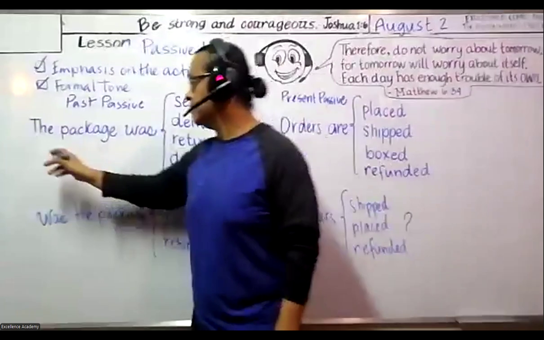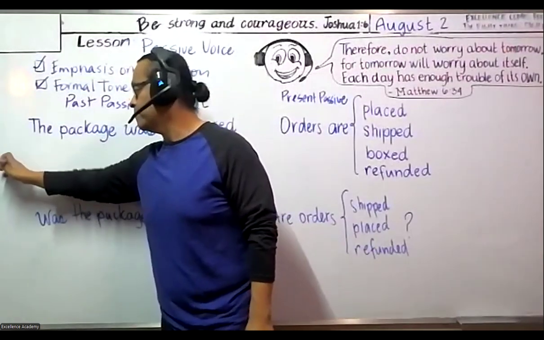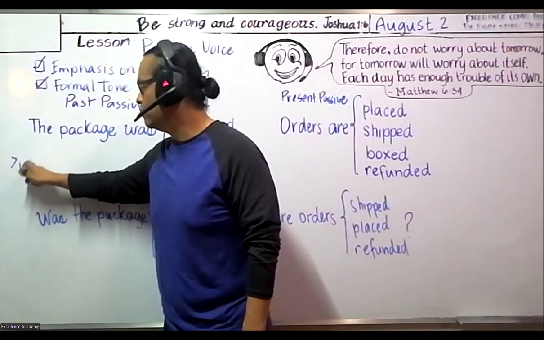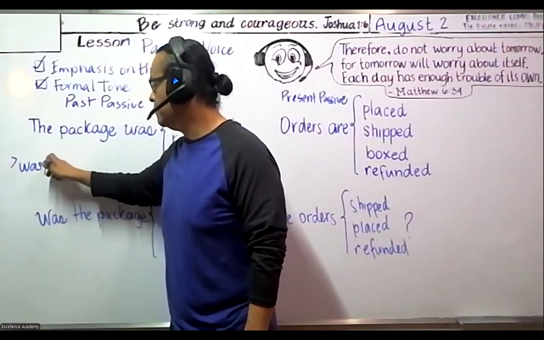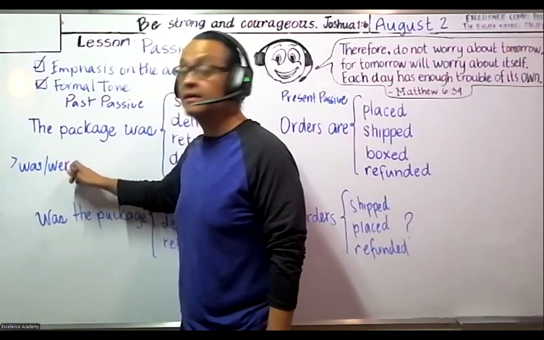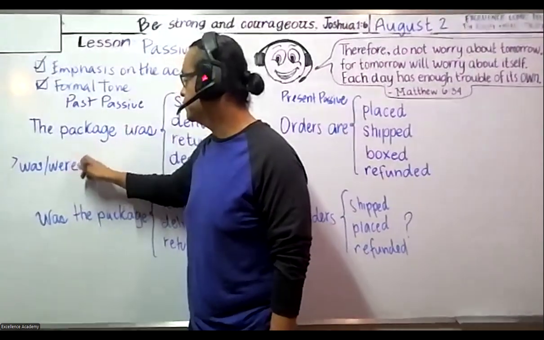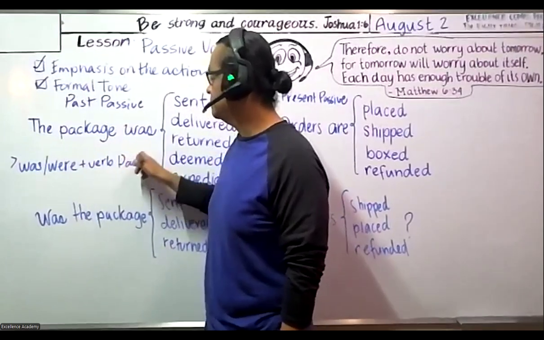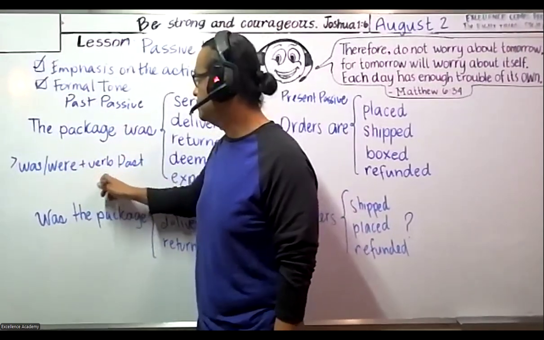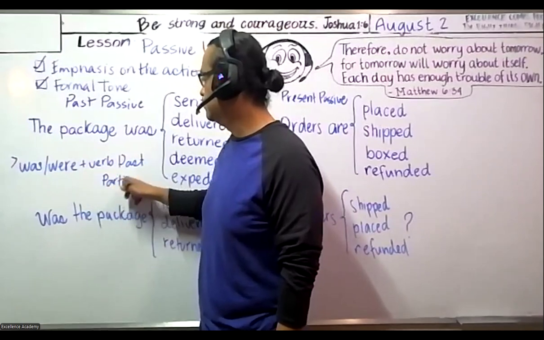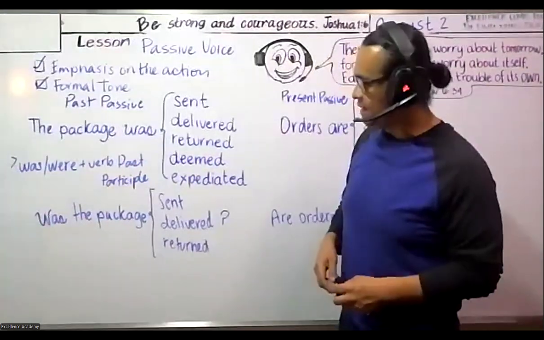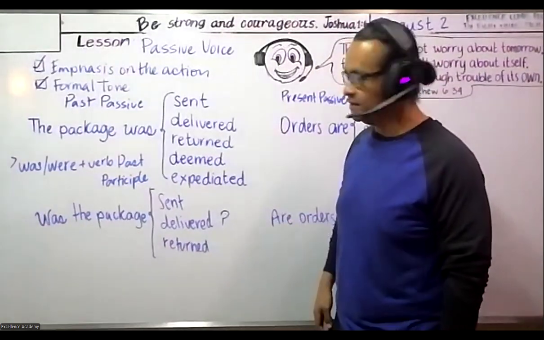Well, the key constituents, or the formula if you want, is you're going to use the verb be in the past tense, was or were, and the verb in the past participle. So you're going to use the verb in the past, but not the simple past, the past participle. Okay, so that's the formula. And I got a couple of examples of that here on the board.